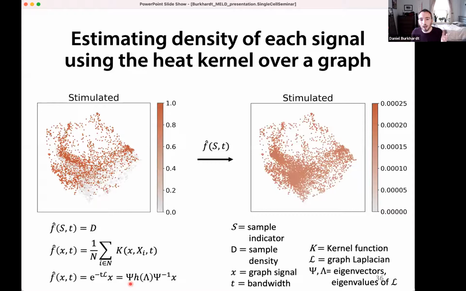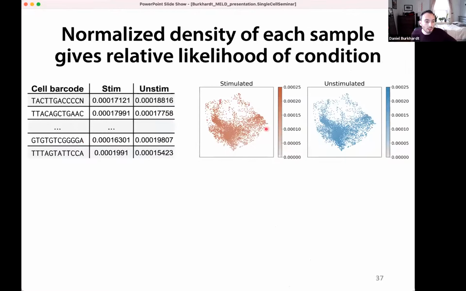I'm bringing this up mostly for people who are interested in looking at the manuscript, where we go into much more detail about how this kernel is derived. This section of the presentation corresponds to some more of those technical details in the manuscript. But the result is that we get a smooth density estimate of the signal over the graph. So cells that are close by, here I'm showing this on fate, but close by on the graph, have similar values of density. And then we do this for each sample independently.